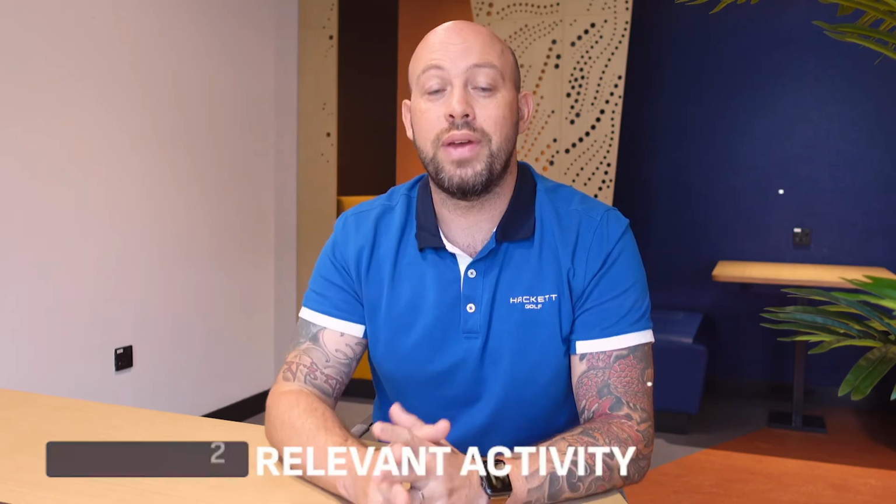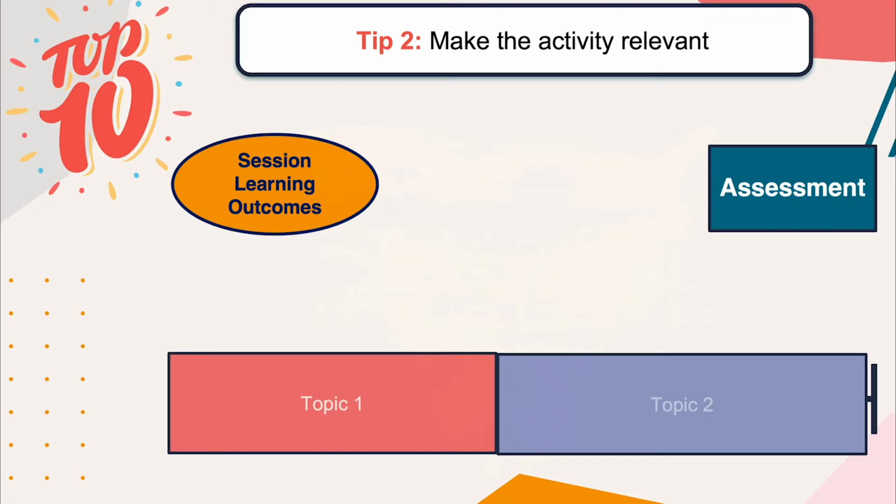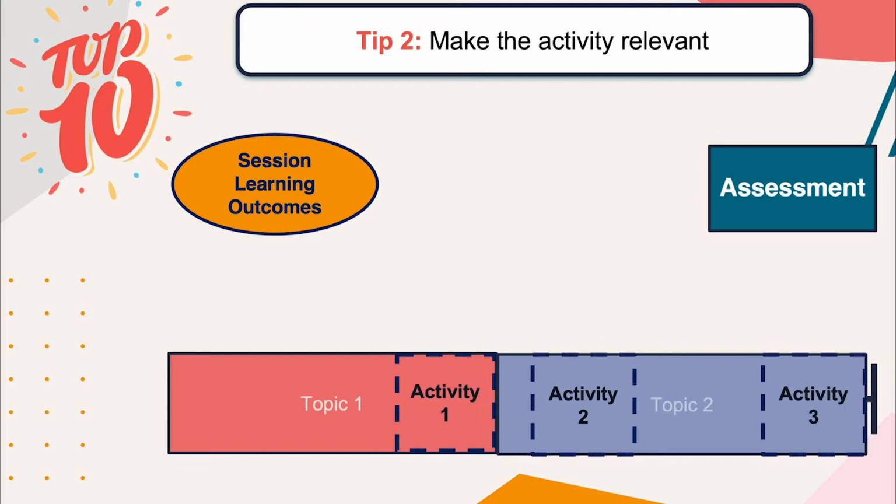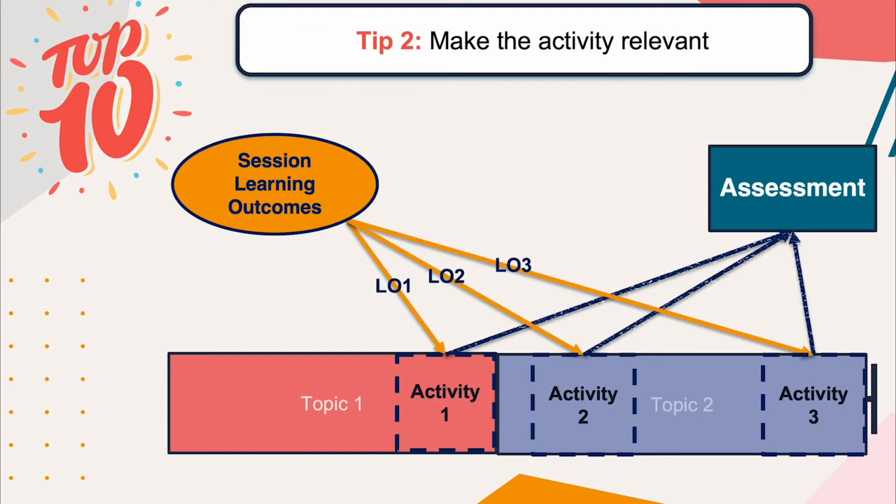Tip 2 is to make the activity relevant. So this second tip is something I keep going back to, and it's that explicit learning design and well-developed session learning outcomes are key. By having clear, measurable, achievable outcomes, you can link your active learning activity to a session learning outcome, either fully or partially.